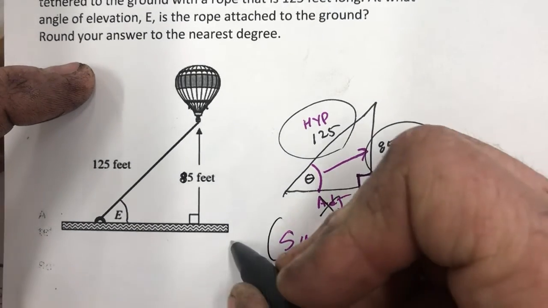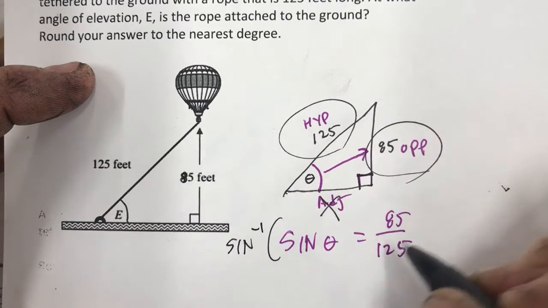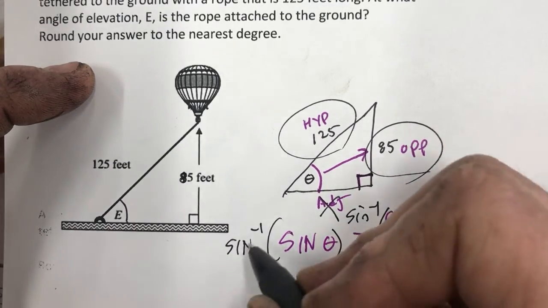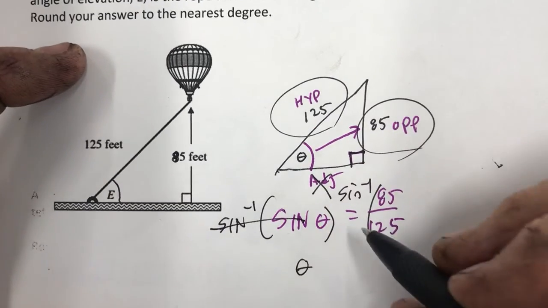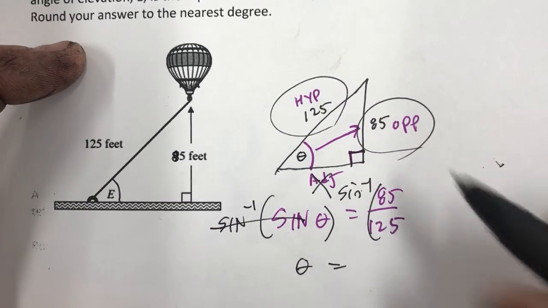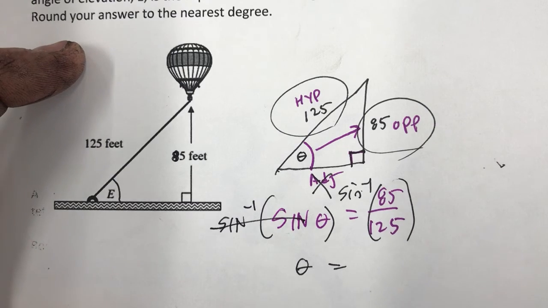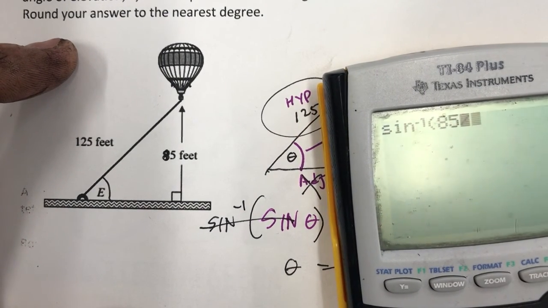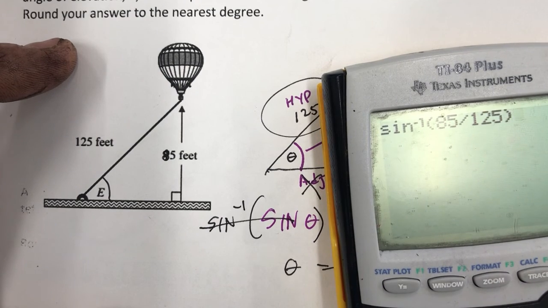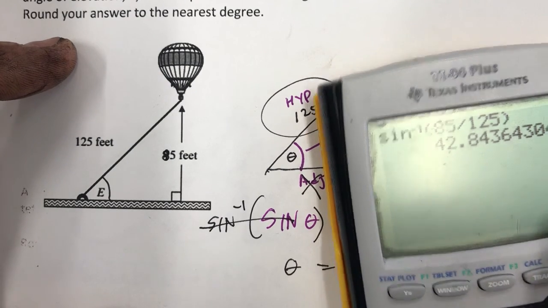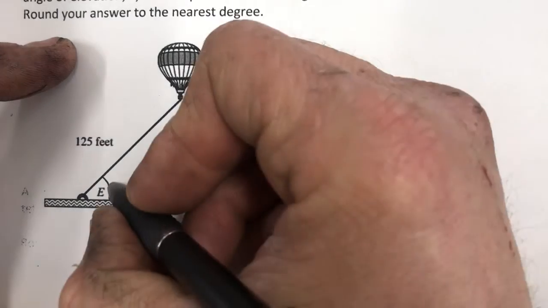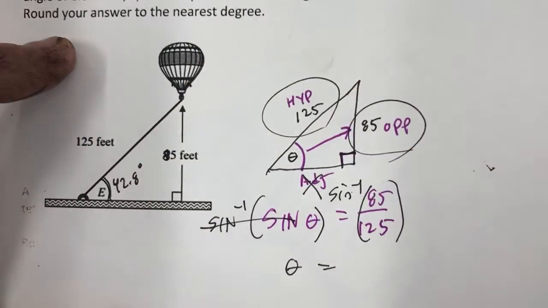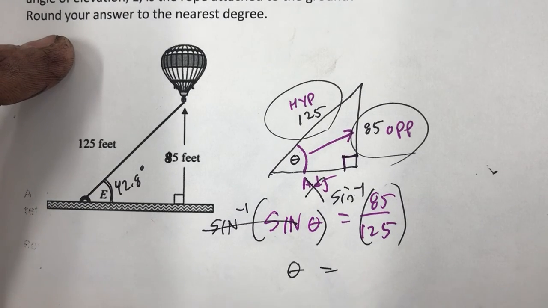So to solve this, I got to do sine inverse of both sides. These cancel. Theta equals sine inverse of 85 over 125. So punch in again, inverse sine 85 divided by 125. And there you go, 42.8. So this is a 42.8 degree angle. That's what the angle of elevation is for this balloon.